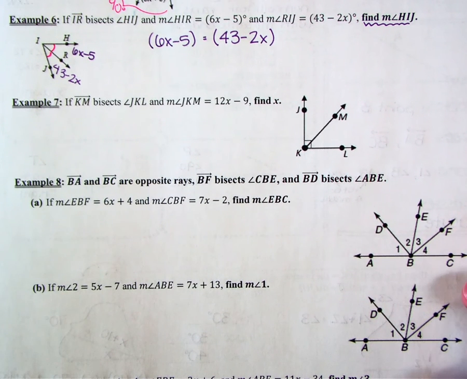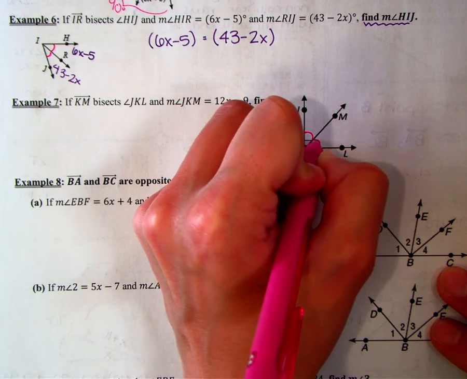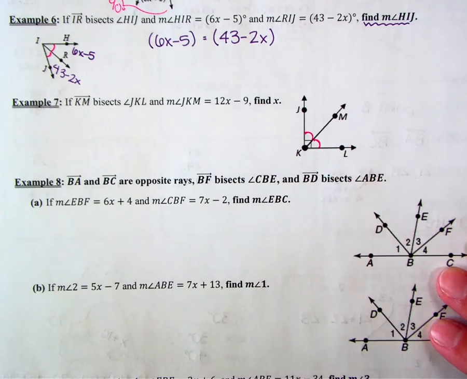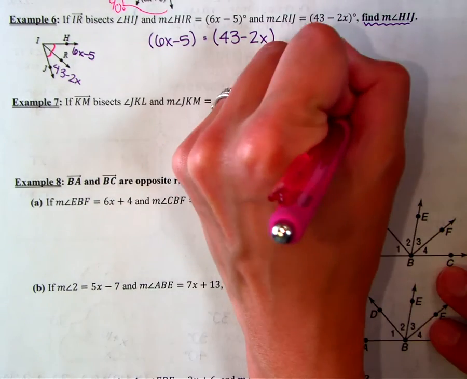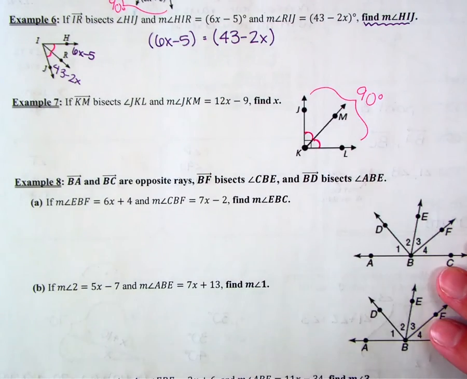Example 7: Ray KM bisects angle JKL, and the measure of angle JKM is 12x minus 9. Find x. So first things first, draw in our picture. KM bisects JKL. That means we've got two equal pieces. We also see that square in the corner, so we know that whole angle is 90. So it's a right angle.